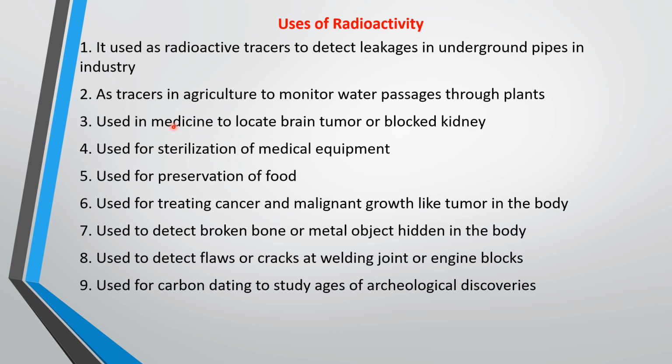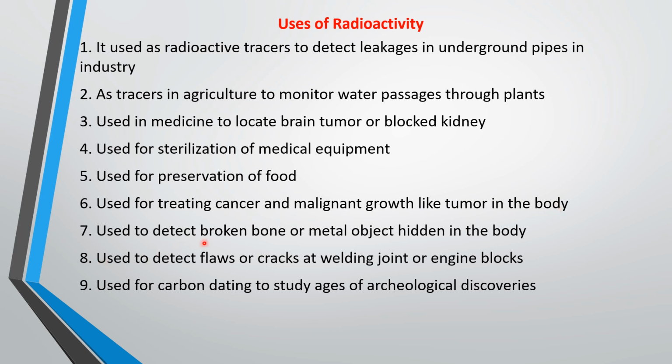Radioactive material is used as a tracer in agriculture to monitor water passage through plants. Radioactivity is used in medicine to locate brain tumors or blocked kidneys. It is used for sterilization of medical equipment, for preservation of food, and for treating cancer and malignant growths like tumors in the body.